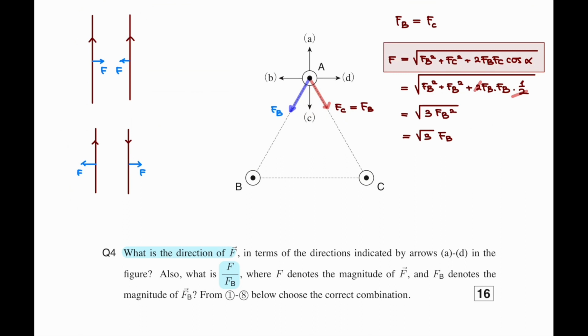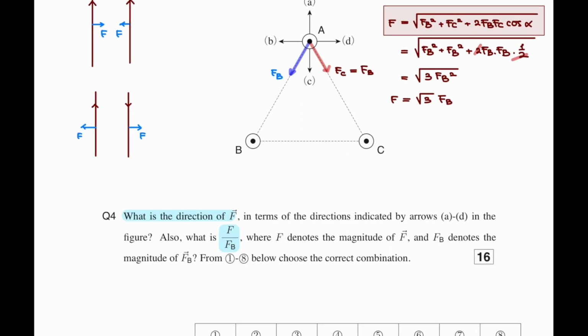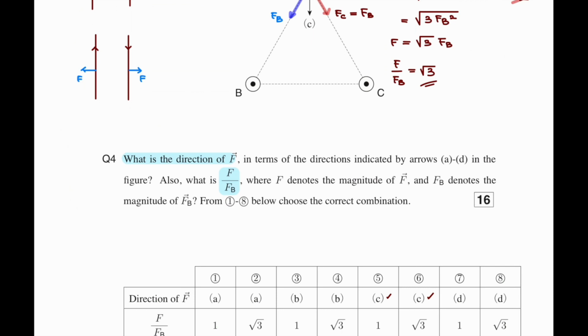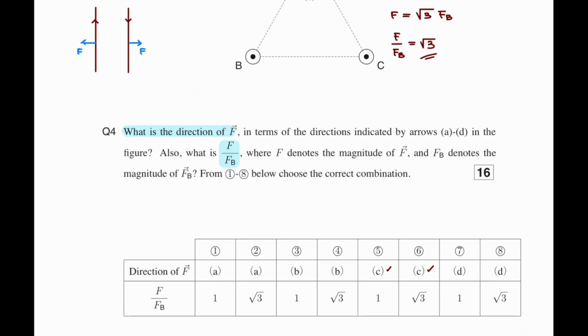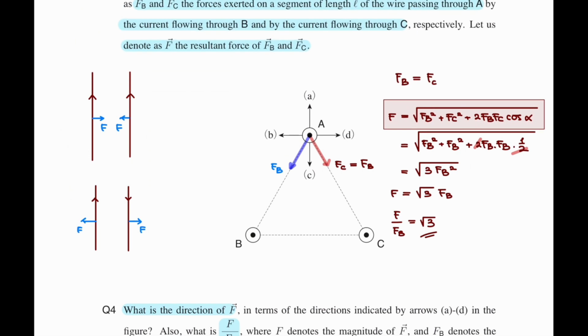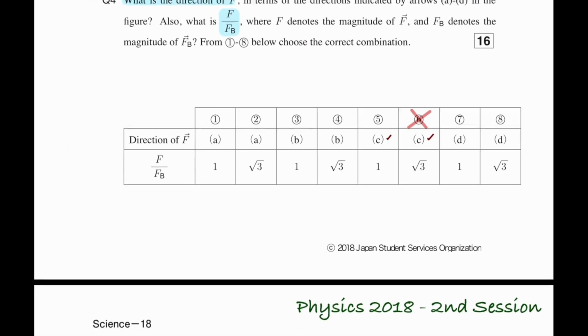That means, if I want to find the ratio of F and FB, we can say that F over FB is equal to the square root of 3. So my final answer for question number 16 is option 6. The direction is toward, or indicated by, the arrow C, and then the ratio F to FB is equal to the square root of 3. This is for question number 16. I will proceed to question number 17.